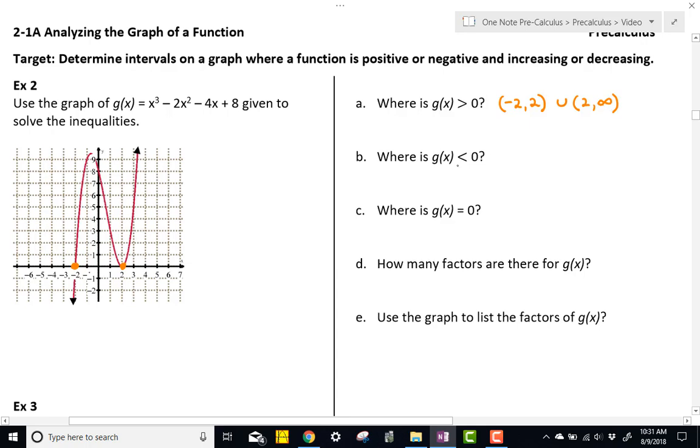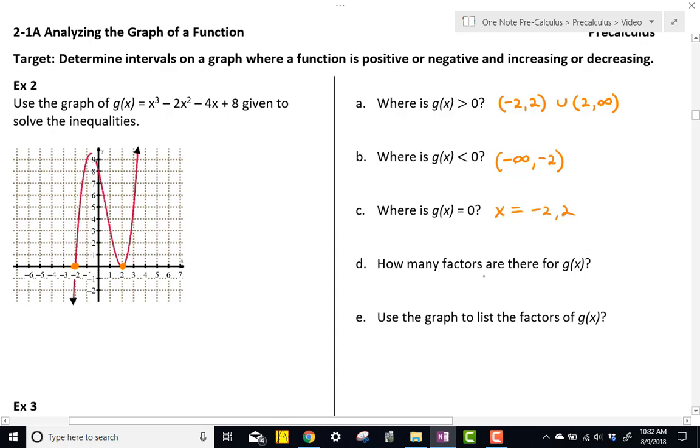When it says where is g of x less than 0, it's basically asking where is g of x below the x-axis. That's what it means. So if you look at the graph over here, it's below the x-axis before -2. When I say before -2, I'm saying everything to the left of -2 is below the x-axis. So from -infinity all the way up to -2, I am below the x-axis. Where is it equal to 0? We've already talked about that. We're equal to 0 at x equals -2 and +2.